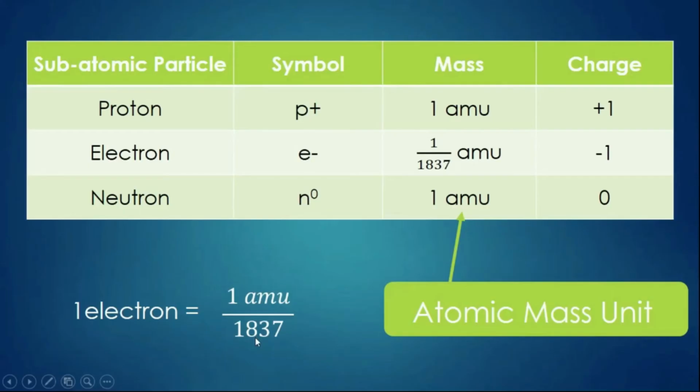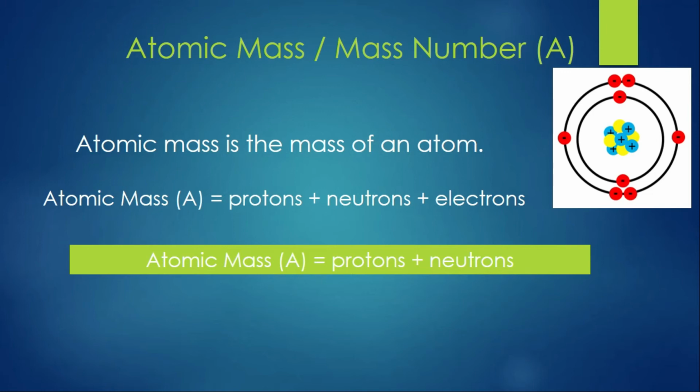Now if you remember from our last class, I said that the mass of one proton and that of one neutron is 1 AMU, and the mass of one electron in comparison to the protons and neutrons is really small, and for this reason we don't consider the mass of an electron while measuring the mass of an atom.